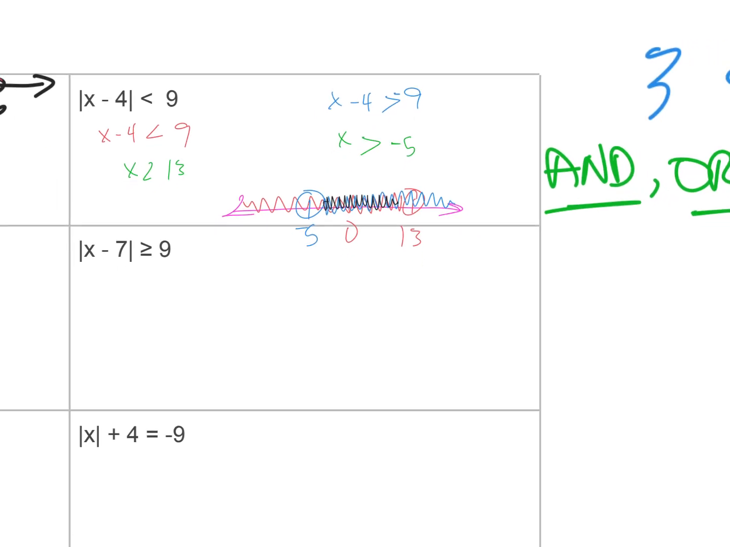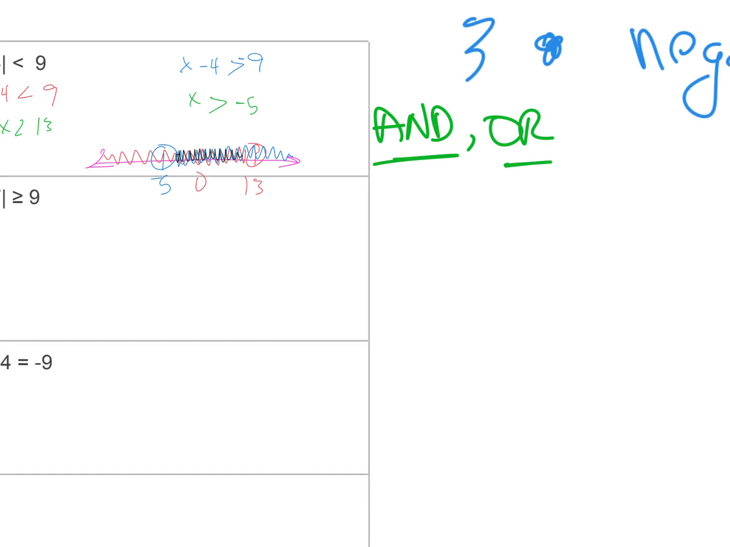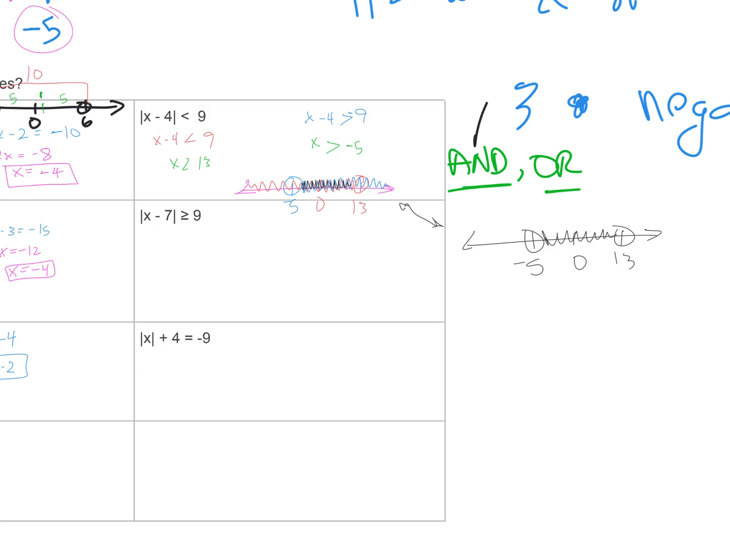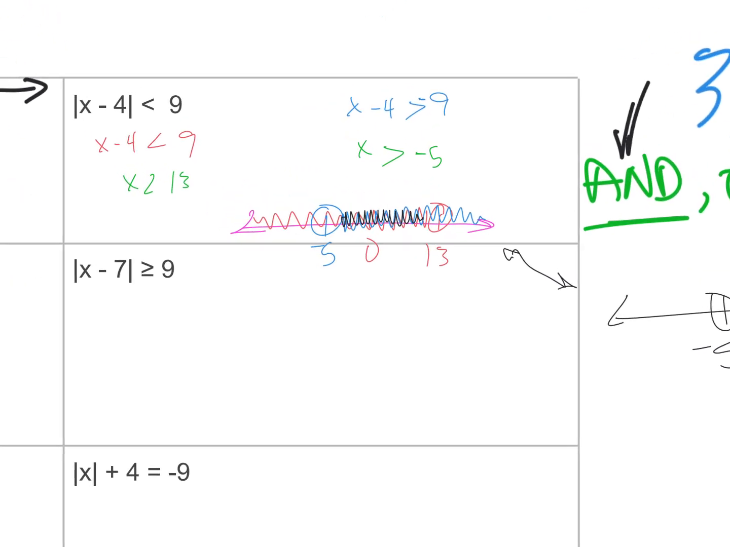So the true graphical answer to this problem is like this. Negative 5, 0, 13, open, open, shade right here. That's the true graphical answer. So here I'm going to connect those with arrows. This is an and, like I said, and one way you can know that is you can graph it.